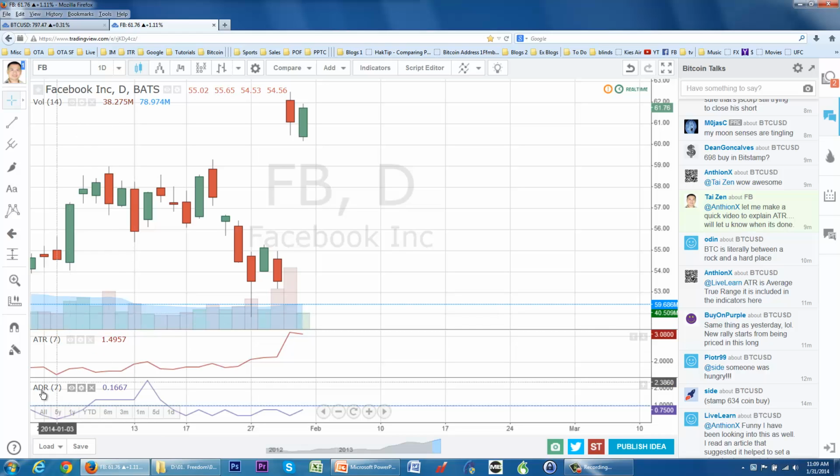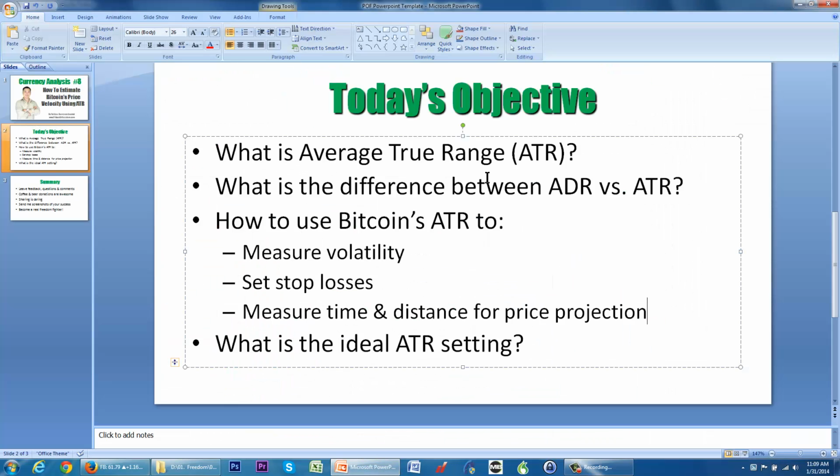Again, ADR is average daily range, and it only measures the distance from the high to the low of the candle, whereas ATR, the average true range, includes the gaps in price. So I hope that answers what the average true range is and what the difference is between the average daily range versus the average true range. I normally use the average true range in trading myself.